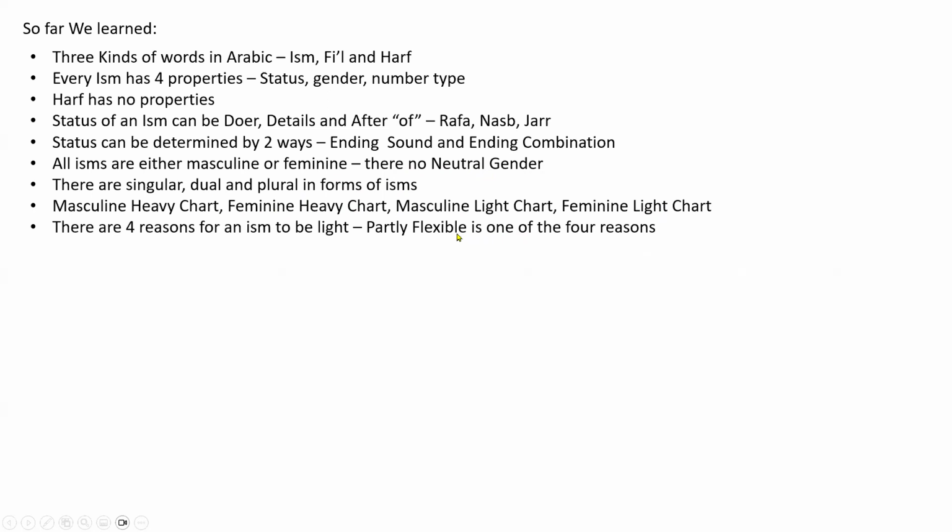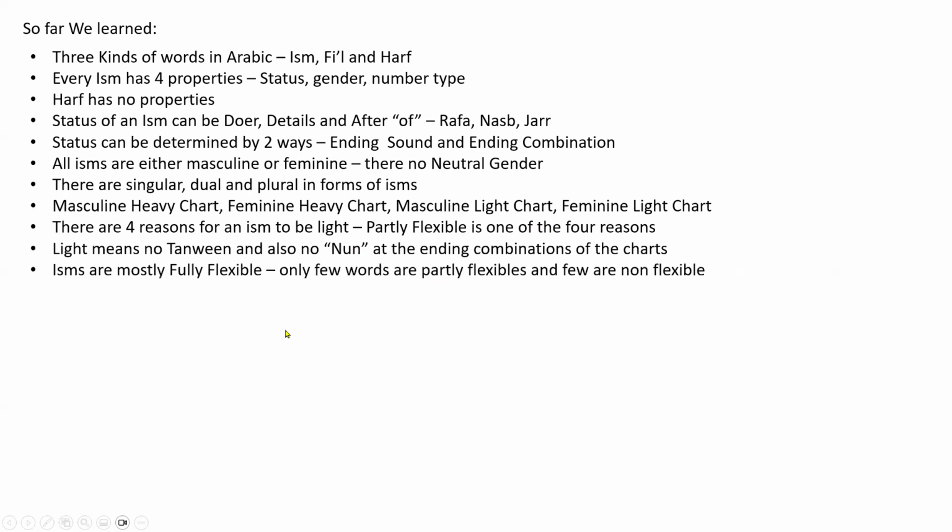Each combination has a noon. If you take the noon out of the combination, it becomes light, okay? And there are four reasons an ism becomes light. Partly flexible is one of the four reasons. There are three more reasons coming up in a few weeks, inshallah ta'ala. Light means no tanween, as we just mentioned. Isms are mostly fully flexible. Only a few words are partly flexible and a few are non-flexible. Partly flexible isms can never have tanween.